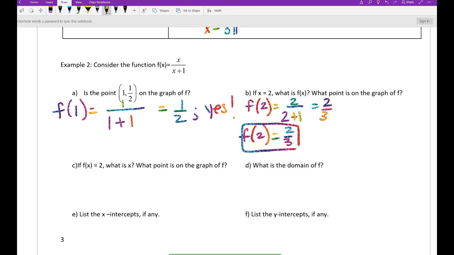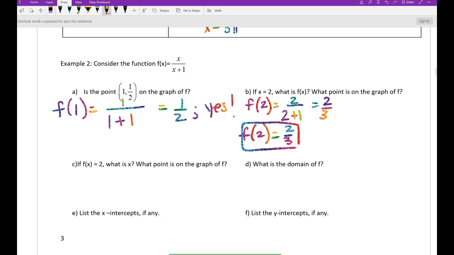The other half of the question says, what point is on the graph of f? What is it looking for? Put it together as a point, right? Okay, so Emma S, how do I write it together as a point? What goes first, what goes second? Beautiful. Nice job.